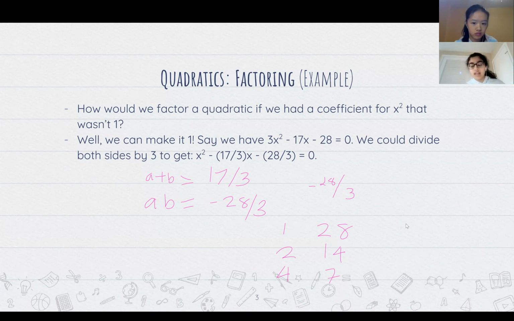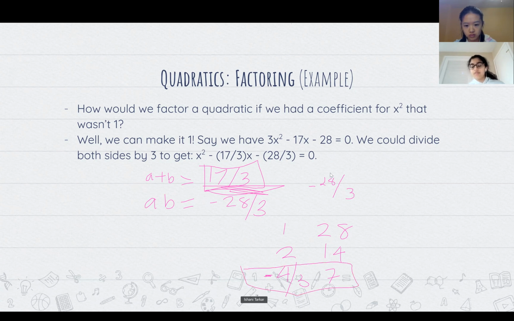So because we want 17 thirds as the sum of the values, if we have 4 thirds and 7, then the 4 thirds would have to be negative. And then we'd get 21 thirds, which is 7, minus 4 thirds, which is equal to 17 thirds, which would satisfy the criteria. So we would find that negative 4 thirds and 7 are our factors.